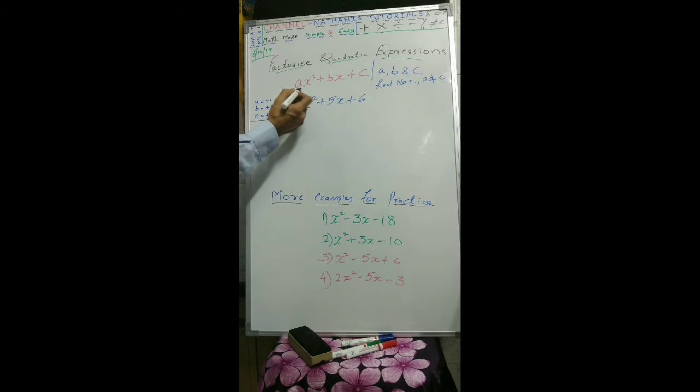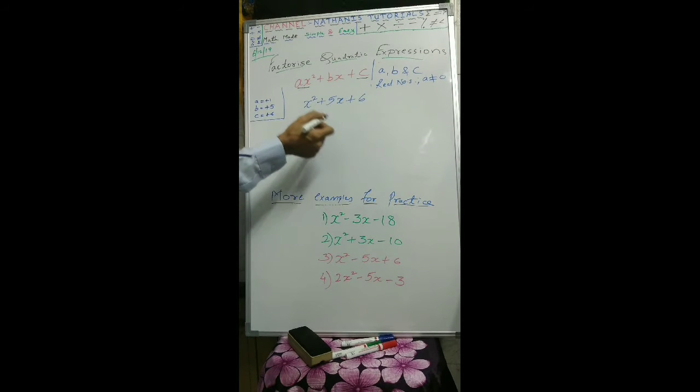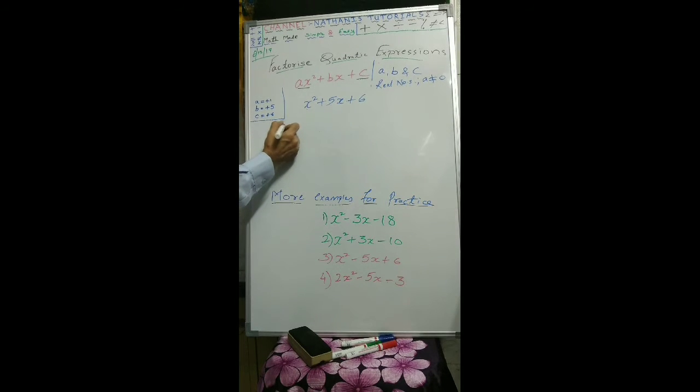So let's begin with splitting the middle term. In this expression, the first and the third terms should be multiplied together. In this case, we have x squared and 6. When I multiply x squared and 6, I get 6x squared. And the factors of 6x squared are 1x, 2x, 3x, and 6x.